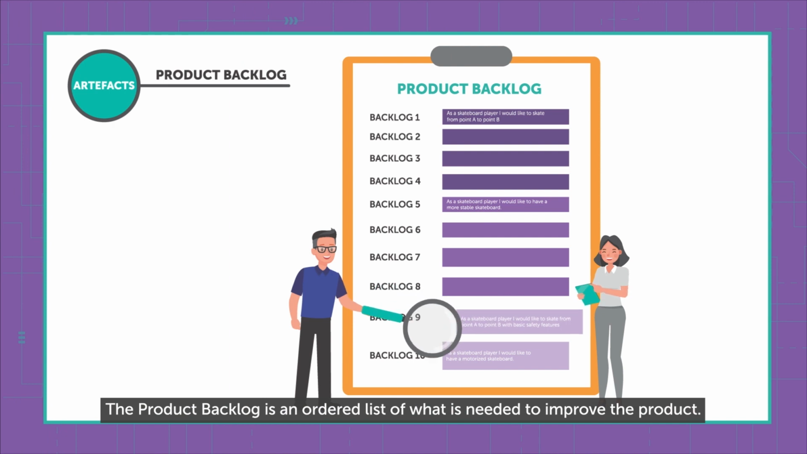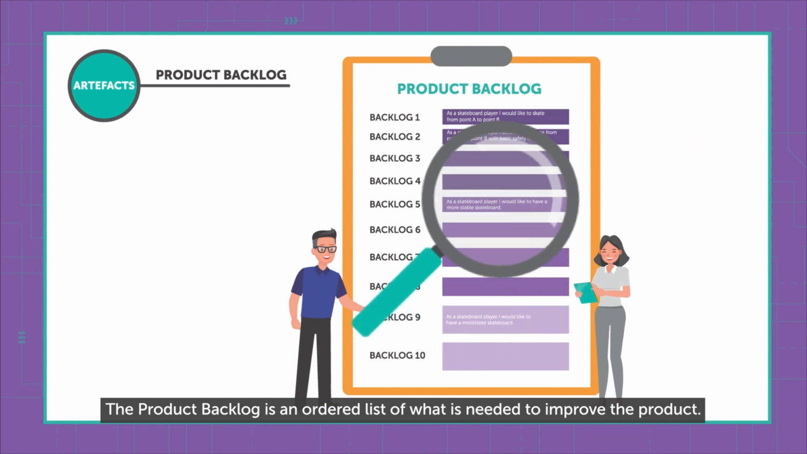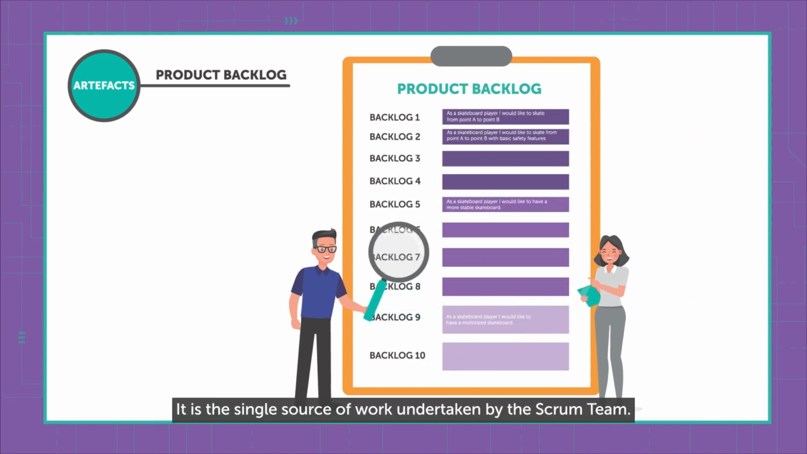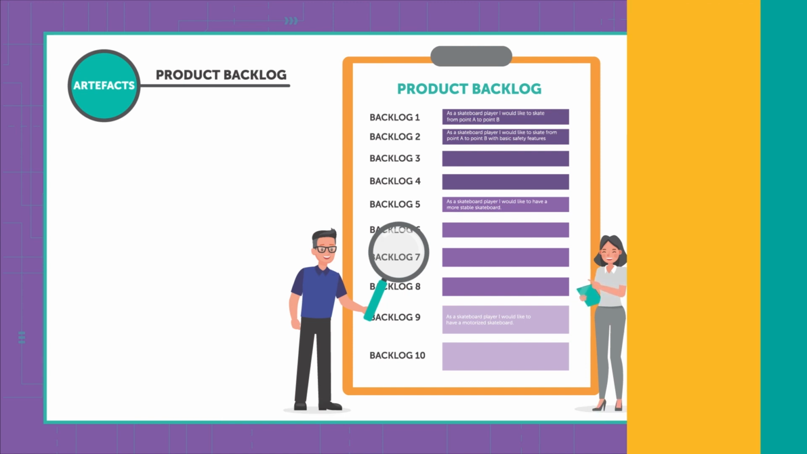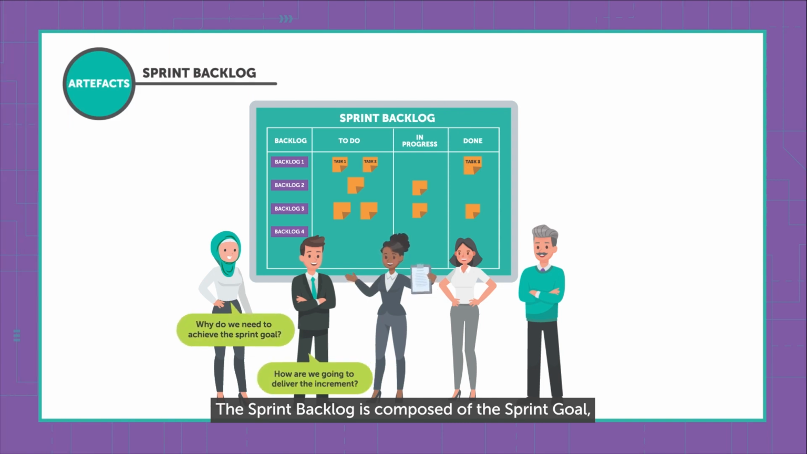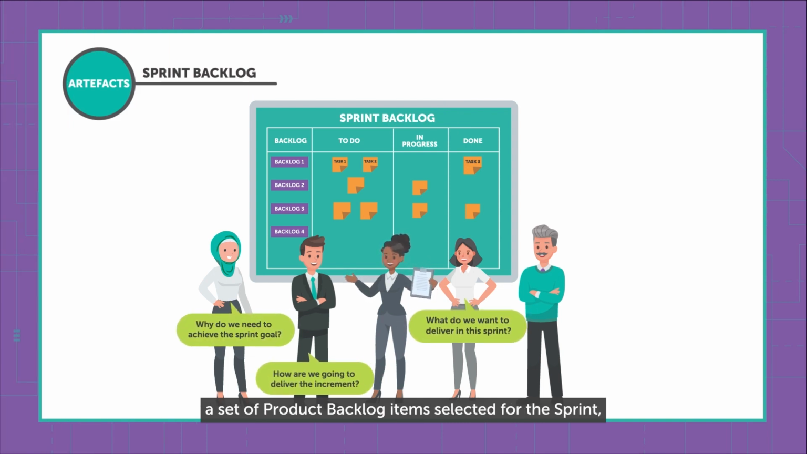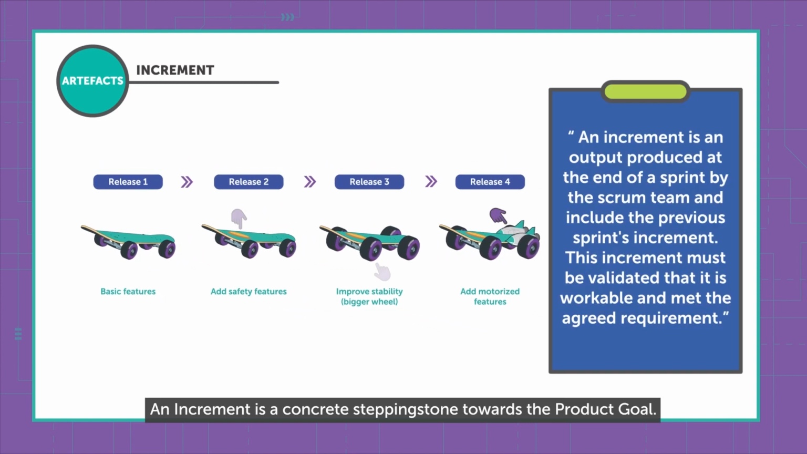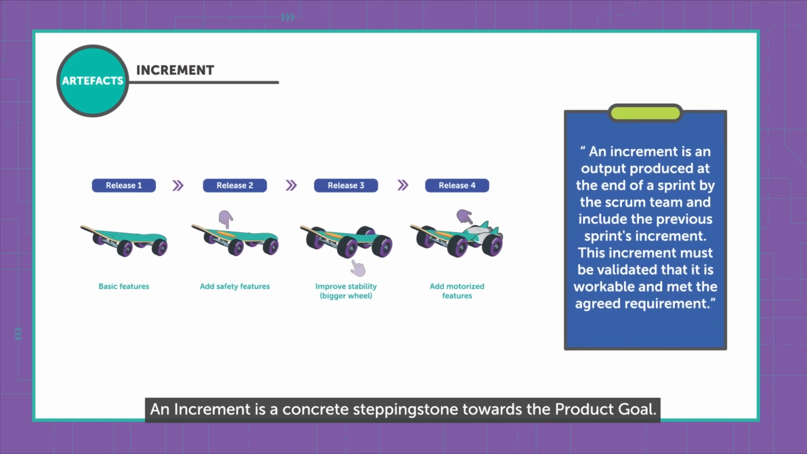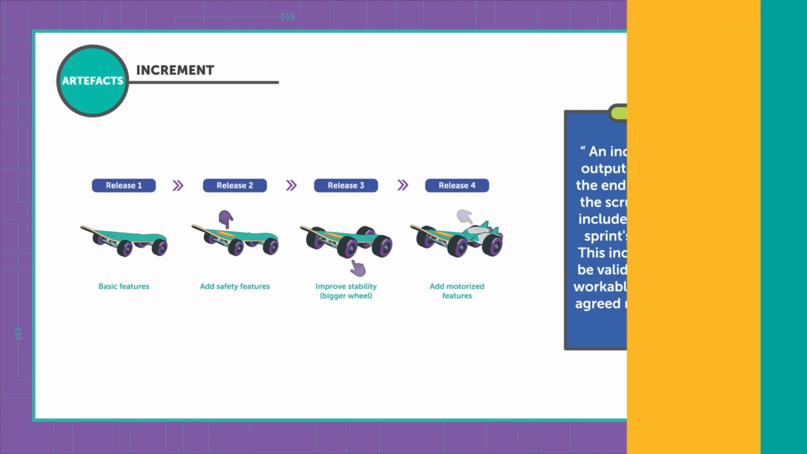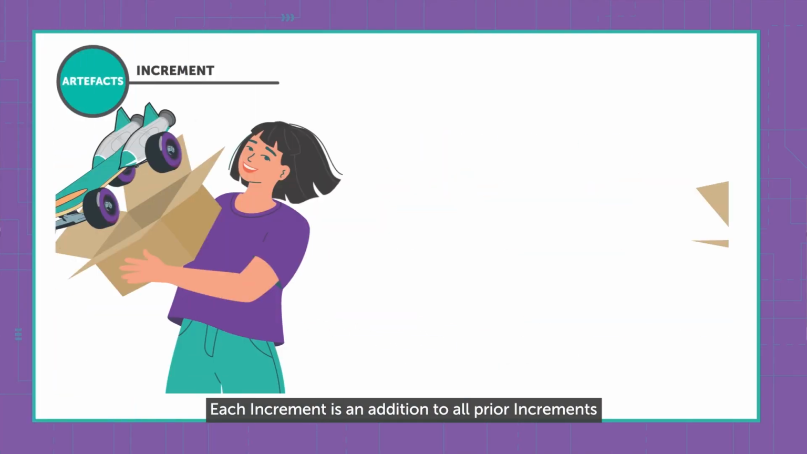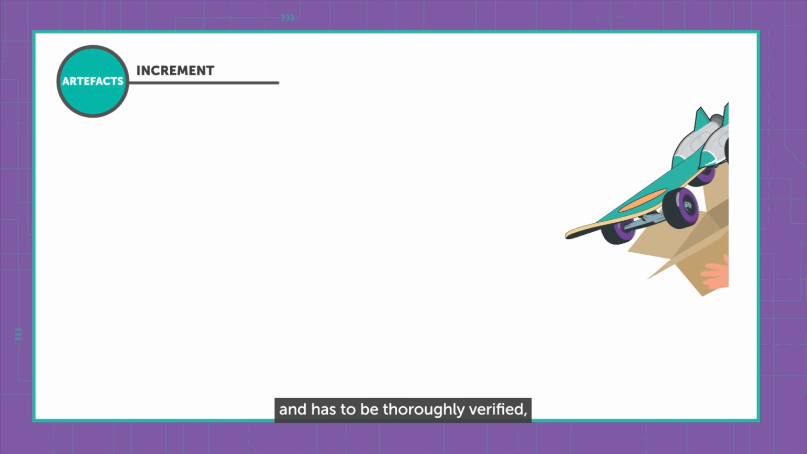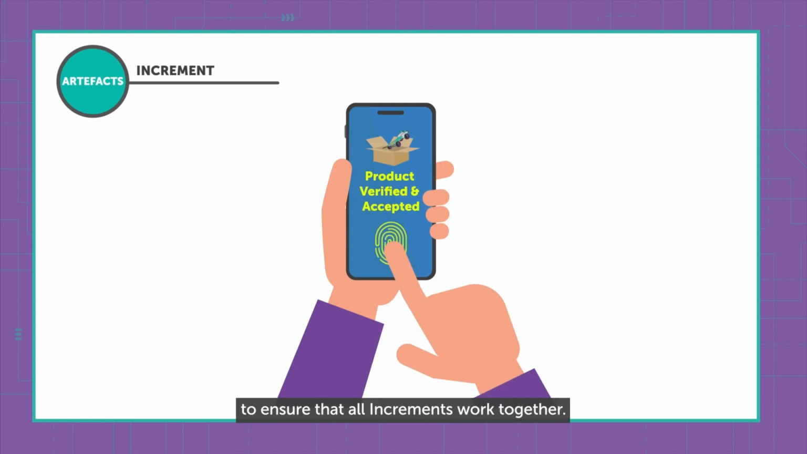Next, in Scrum, there are three artifacts, which are the product backlog, sprint backlog, and product increment. The product backlog is an ordered list of what is needed to improve the product. It is the single source of work undertaken by the Scrum team. The sprint backlog is composed of the sprint goal, a set of product backlog items selected for the sprint, as well as an actionable plan for delivering the increment. An increment is a concrete stepping stone towards the product goal. Each increment is an addition to all prior increments and has to be thoroughly verified to ensure that all increments work together.